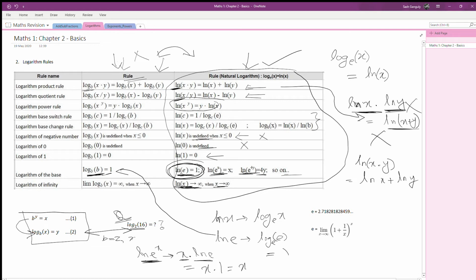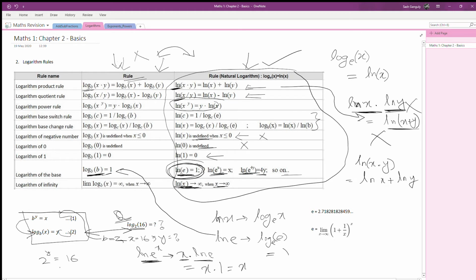x is equal to 16, right? And y is unknown. We need to find out y, right? So now we got b, x, and y. Let's put all these in equation 1. So I have b, that is 2, 2 to the power y we don't know, x we do know is 16, right?